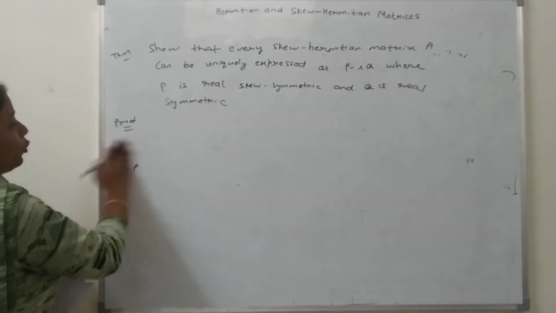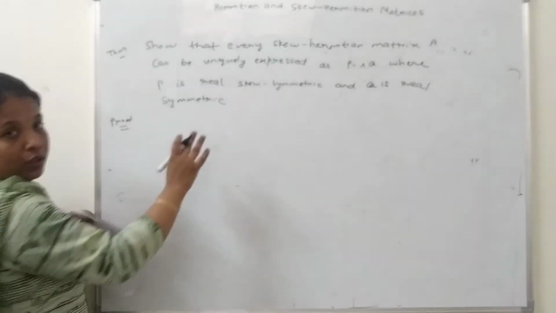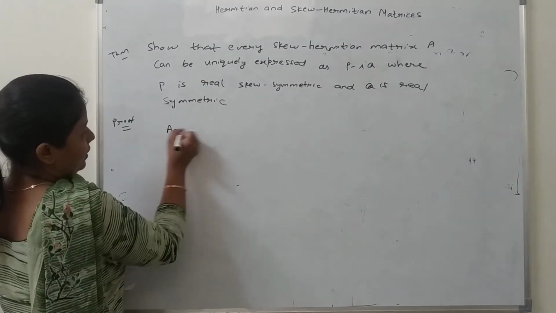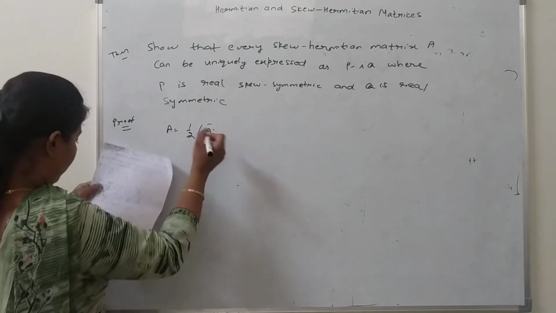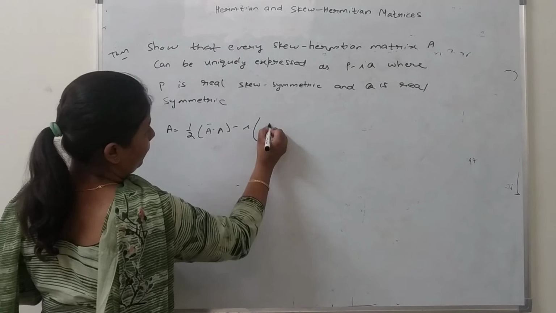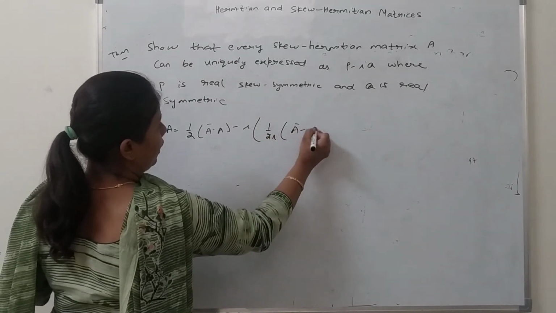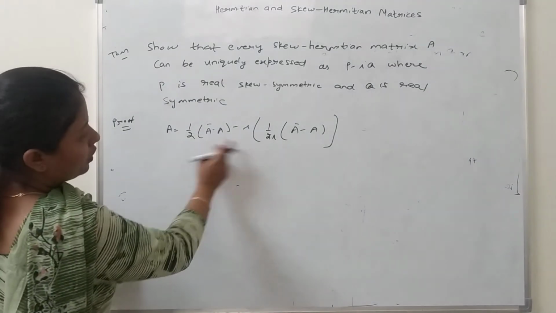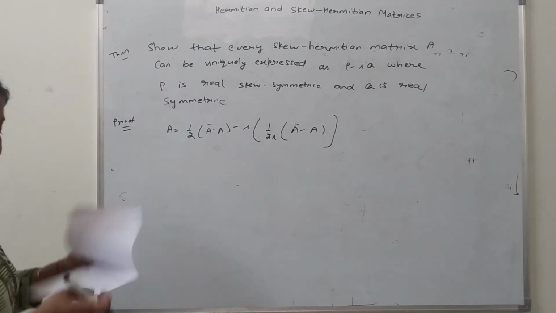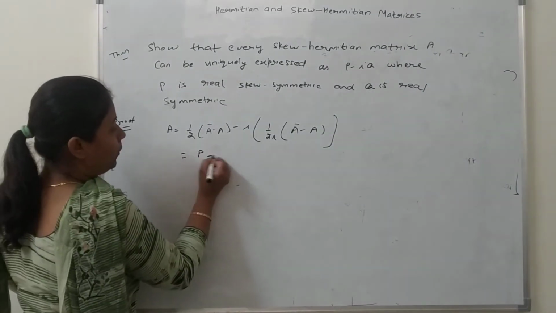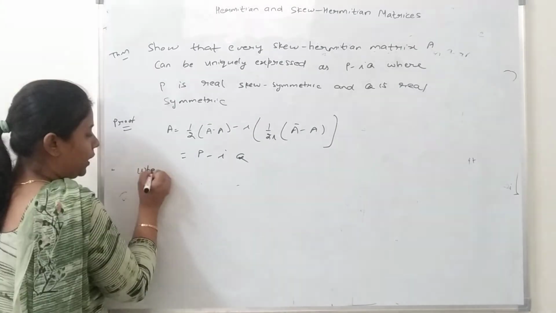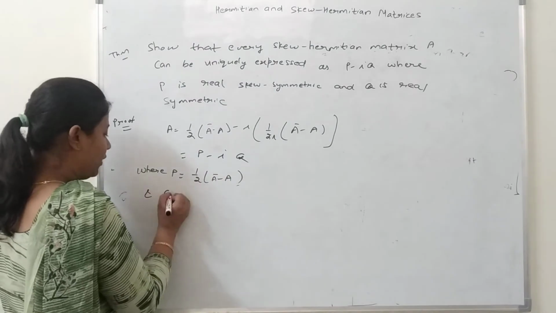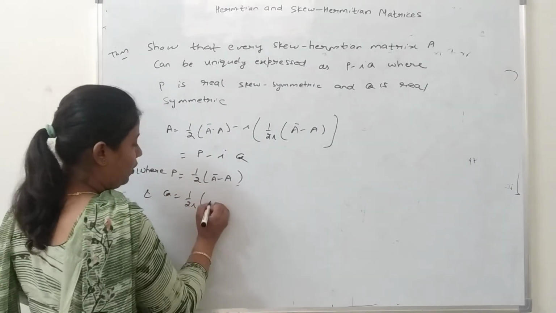Now for proving this theorem, I will give you a hint: you will prove this theorem the same as the previous theorem. Here you have to take A as half of (A bar minus A) minus iota times 1 by 2 iota (A bar minus A), and you will add it, you will definitely get A. Check it. Now write it as P minus iota Q, where P is half of (A bar minus A), and Q is 1 by 2 iota (A bar minus A).